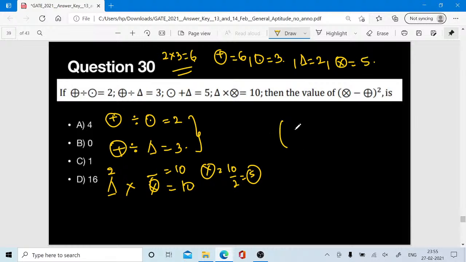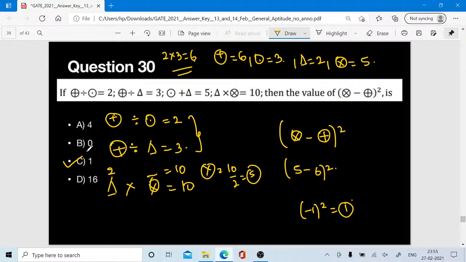So what have they asked? They have asked cross minus plus the whole square. So this is 5 minus 6 the whole square. So this is minus 1 the whole square, which is 1 itself. Option C. Minus 1 the whole square, 1 itself. Option C. Okay. Chalo. Very good, right?